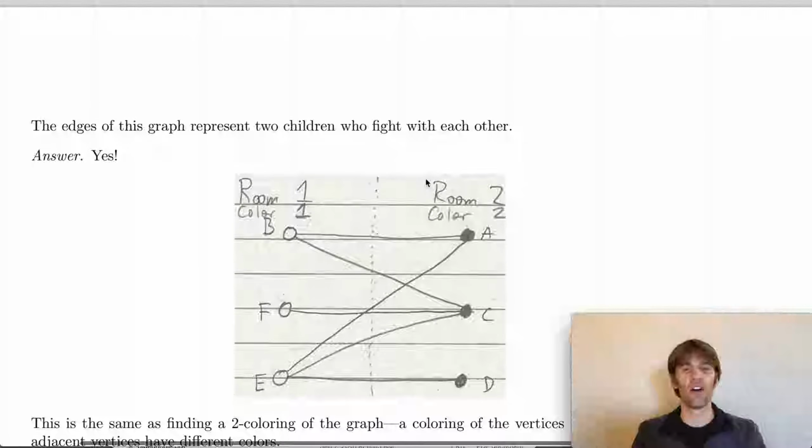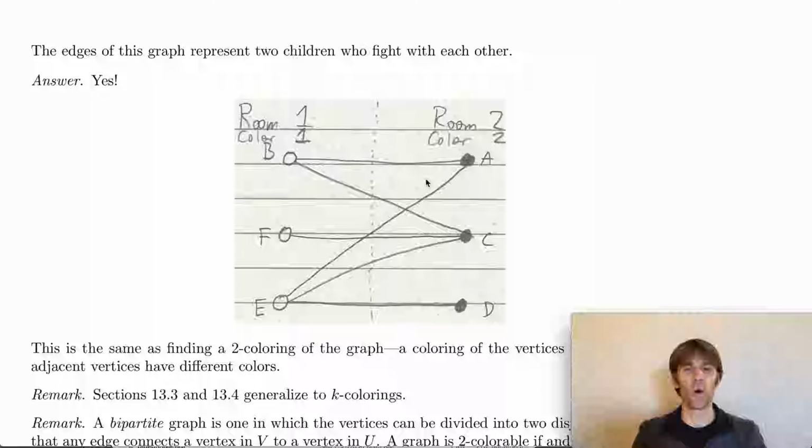So down below, I've drawn my children in rooms 1 and 2. So we have B, F, and E in room 1, and A, C, and D in room 2. And all of the edges are between children in opposite rooms. So all of the pairs of children who tend to like to fight with each other happen to be in different rooms. So we've succeeded. Our children are happily arranged into 2 different rooms in a manner in which they won't fight.